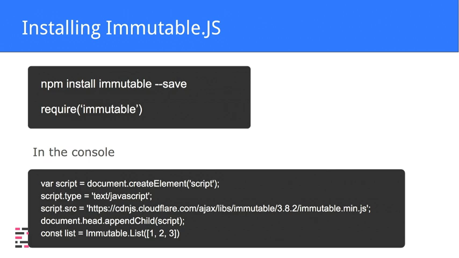Installing Immutable is really simple. We just use the good old npm, and then we can require it if we're using it inside of Node. If you ever want to just play around with it without setting up a whole new project, I've got a little code snippet in here that you can paste into your browser console. That will make Immutable available to you in the console in your browser, so you can mess around with it. These first four lines are just the installation. You may want to bump up the version number to 4 point whatever it is now. Then down here, you can see we're creating an Immutable list. So it's really easy to start messing around with it.